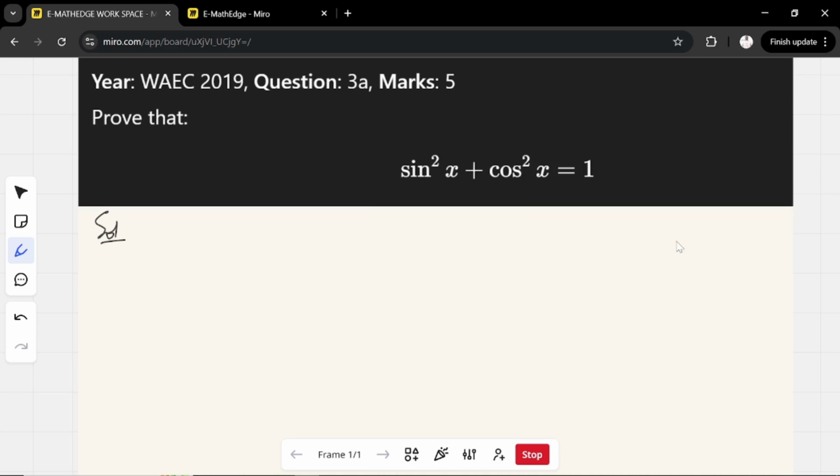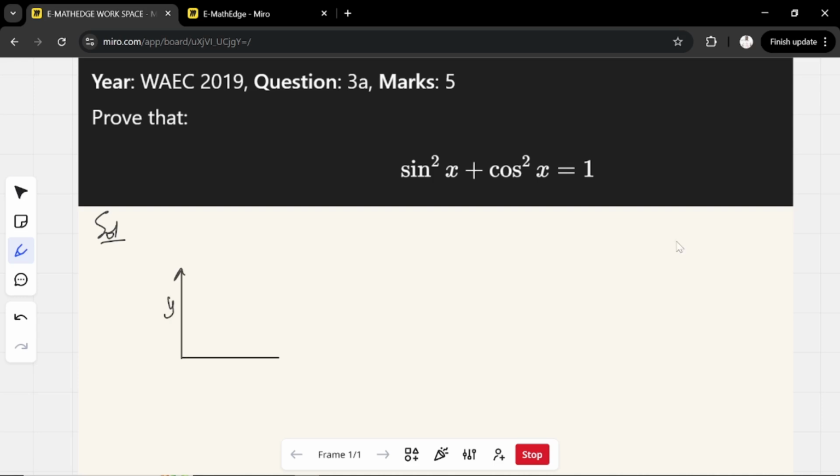Now, this is a trigonometry question, right? And it has to do with a right angle triangle. So for you to be able to prove this, let's bring out a right angle triangle to help us. Let's bring out the horizontal and the vertical axis that will guide us through. So let's have the vertical and the horizontal line.